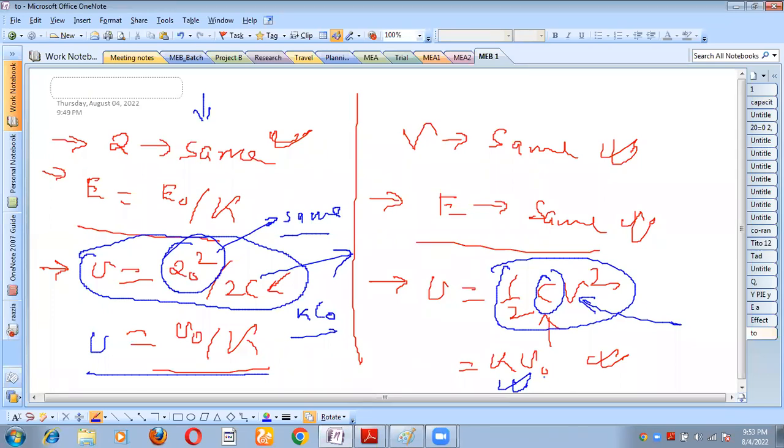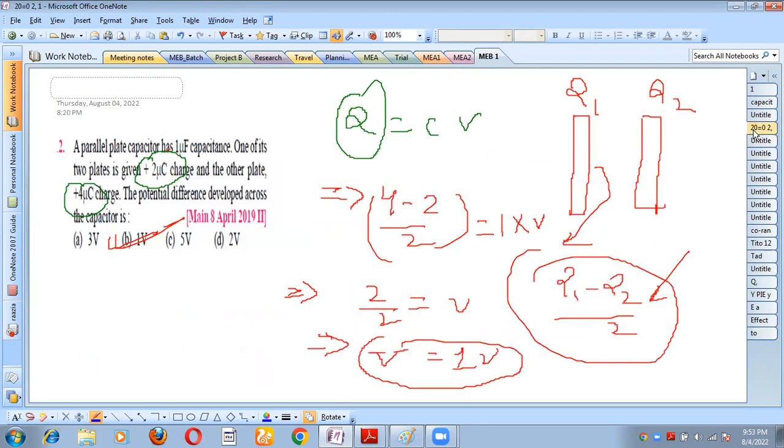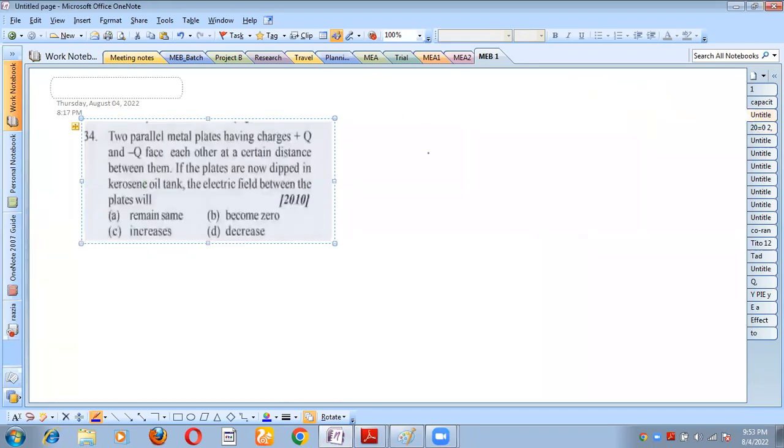So based on this, we will do some questions based on dielectric. Then we will see partial filling of dielectric. This is the case of completely filling the space between the plates. There are also cases when we fill the gap between the plates partially, which we will see later. First we will see some very basic questions based on completely filling the gap.